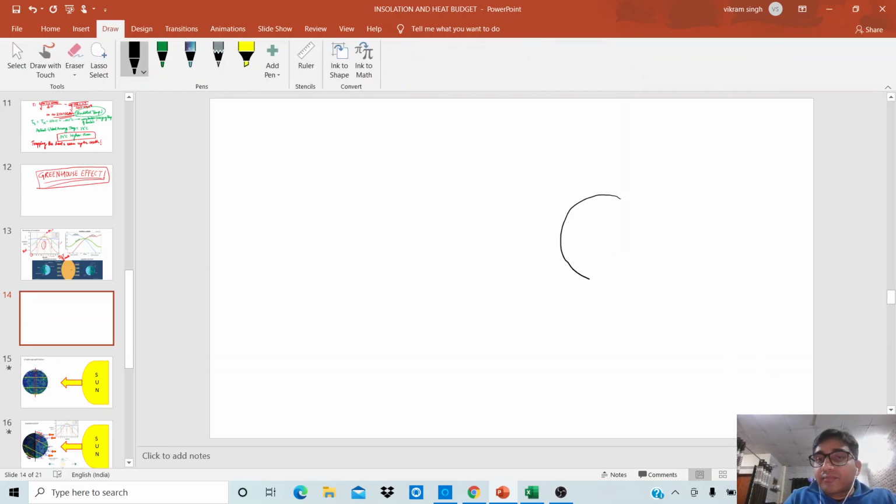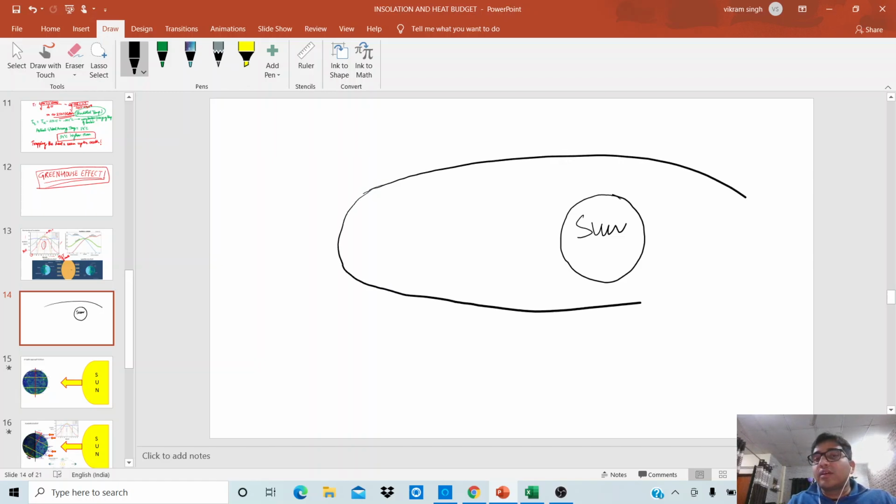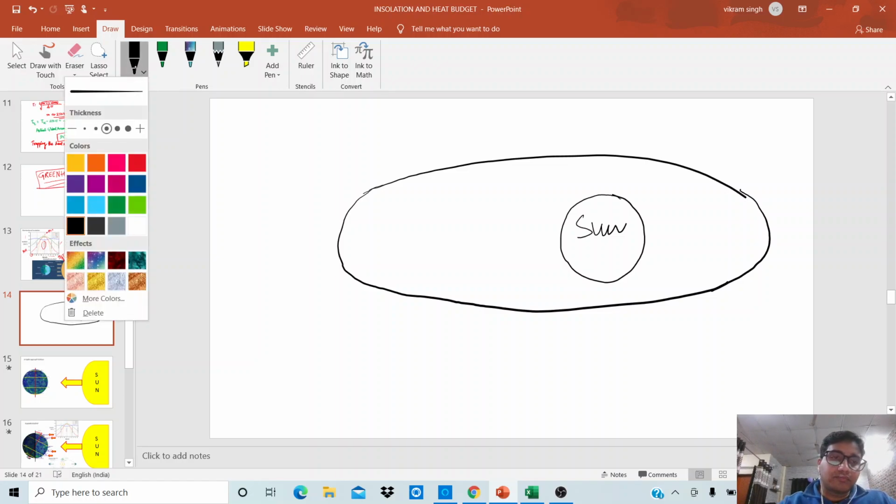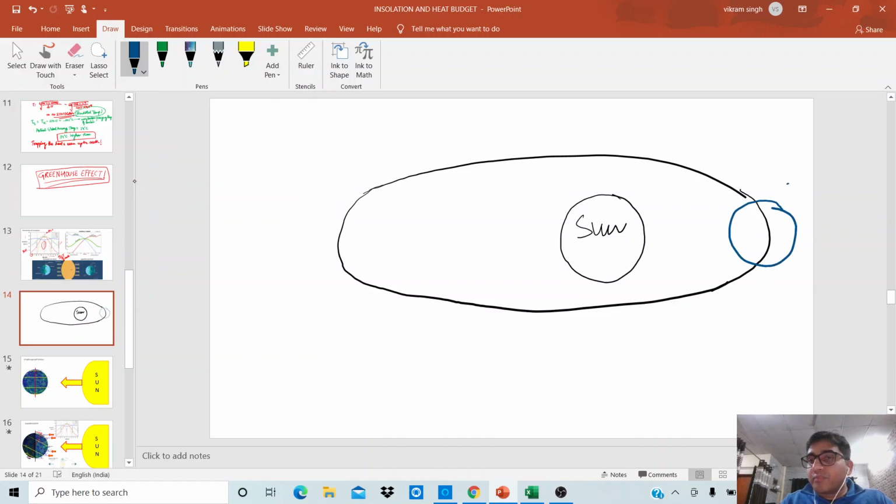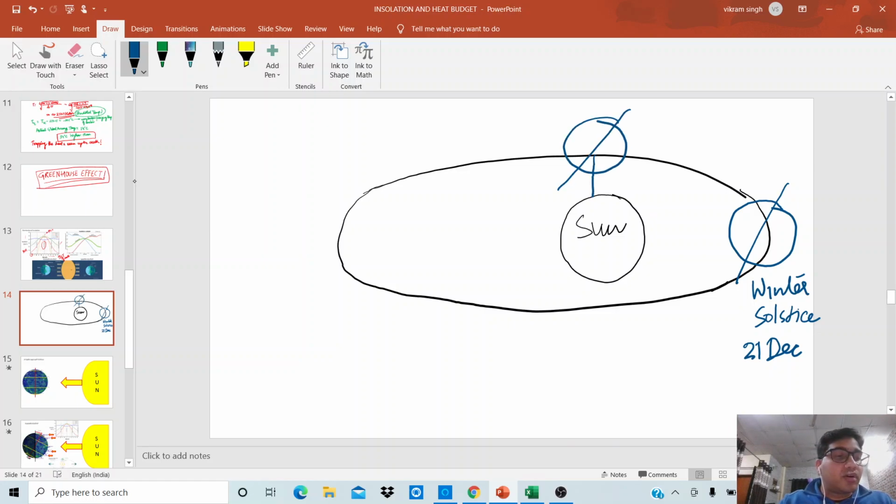So let us imagine that this is the sun. We all know that the earth goes around the sun in an elliptical orbit. Now, this is the earth at the winter solstice, and this solstice happens in December, most probably on 21st December. Then we come to the equinoxes. This is the March equinox, also called the vernal equinox. The vernal equinox occurs on 21st of March.